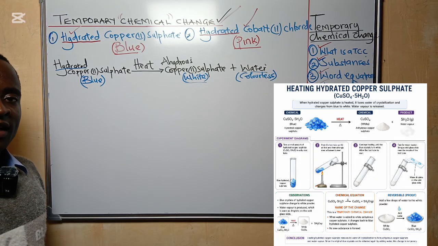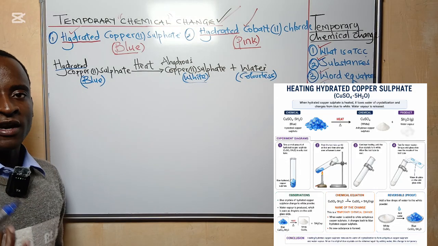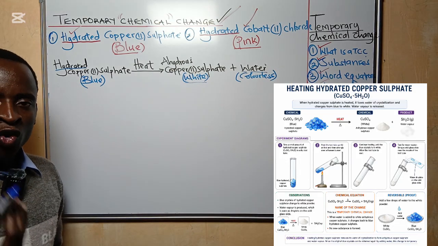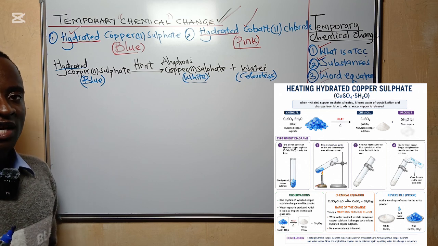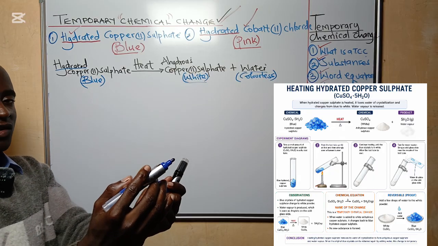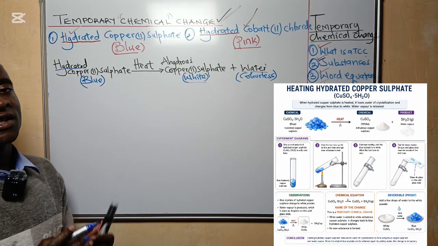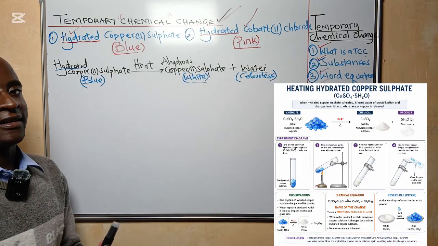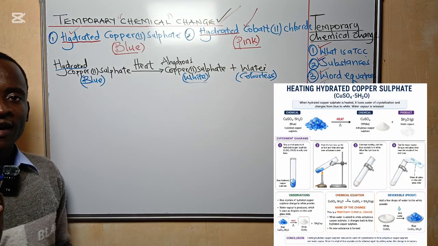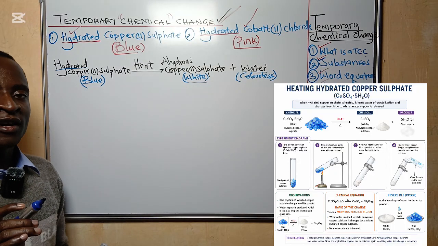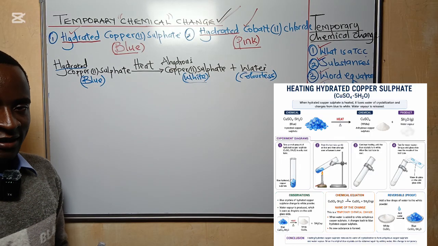What happens when you heat hydrated copper 2 sulfate? Hydrated copper 2 sulfate contains water, and this type of water, we call it water of crystallization. So when you heat hydrated copper 2 sulfate, it loses water of crystallization to form anhydrous copper 2 sulfate, which is white in color, and the colorless liquid. That's why at the end of the experiment, you'll be able to observe the white powder and a colorless liquid.